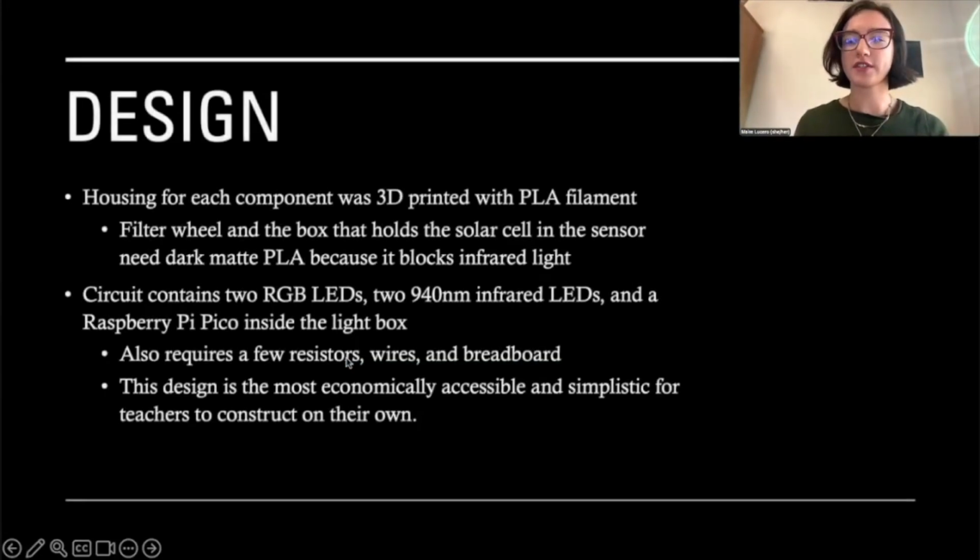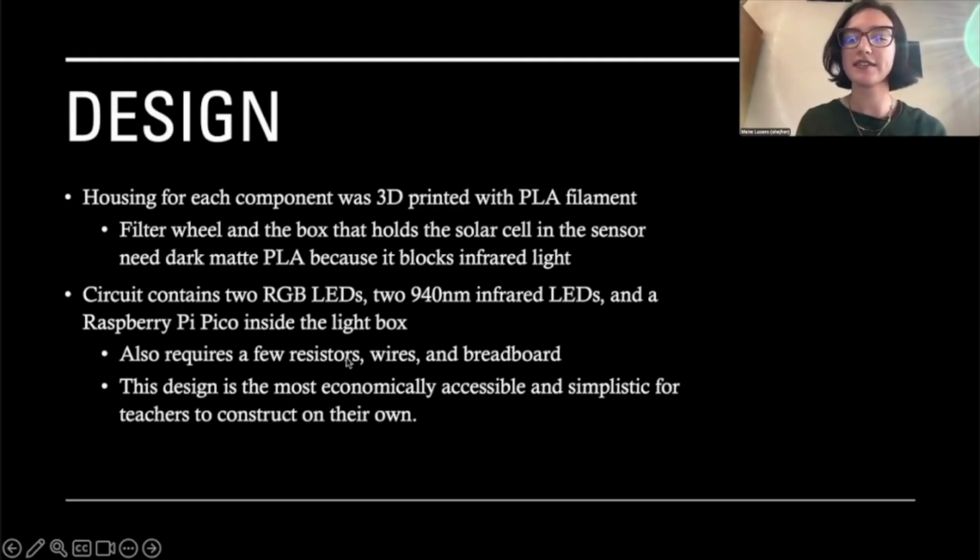The goal of our design is to be affordable and user-friendly. The housing for the sensor and the light box are 3D printed with PLA filament and, for the most part, are pretty lenient with this filament decision. There is a part of the filter wheel and a small box containing the solar cell within the sensor that should be made of a dark, matte PLA filament because it blocks infrared light. If you find that other filament can block infrared as effectively or better, you can use that as well.